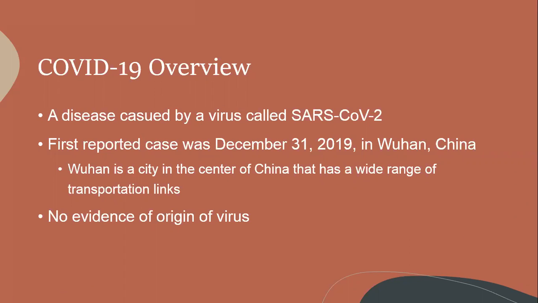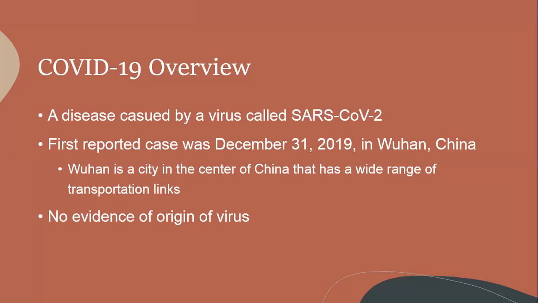So coronavirus, also known as COVID-19, is a disease caused by a virus called SARS-CoV-2. The first reported case was December 31st of 2019 in Wuhan, China. Wuhan is a city in the center of China that has a wide range of transportation links, meaning there's a very, very high number of population. There's a lot of movement, a lot of transportation, a lot of things going on in the city with a lot of people. So very easy to transmit. And we'll get more into the transmission later as we go through the PowerPoint.